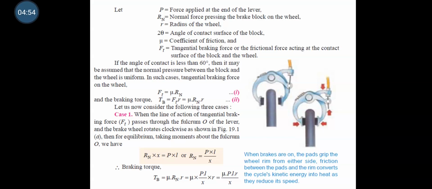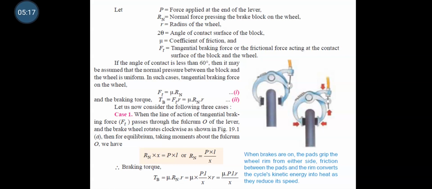Where P is the force applied at the end of the lever, Rn is the normal force pressing the brake block on the wheel, r is the radius of the wheel, 2 theta is the angle of contact surface of the block, mu is the coefficient of friction, and Ft is the tangential braking force.